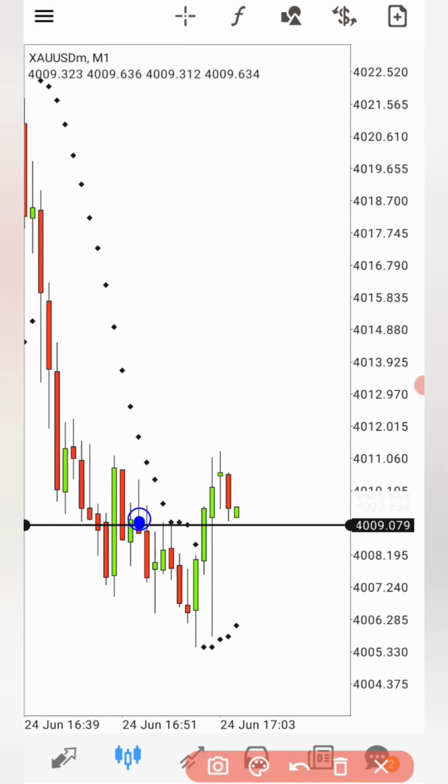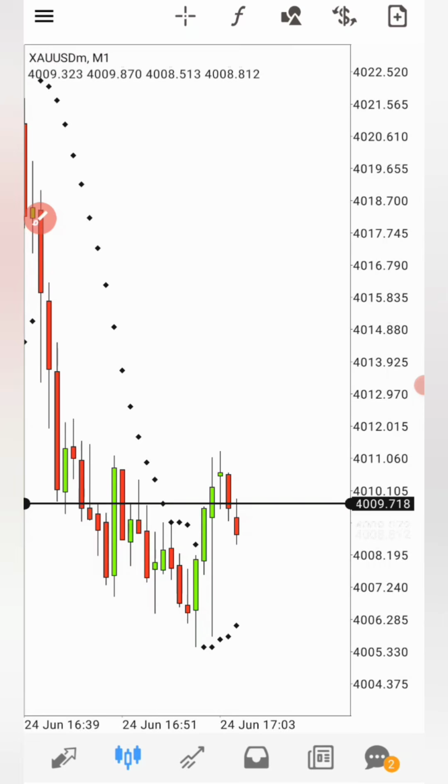So right now, this is the high of the red candle, and gold is back again to this level.